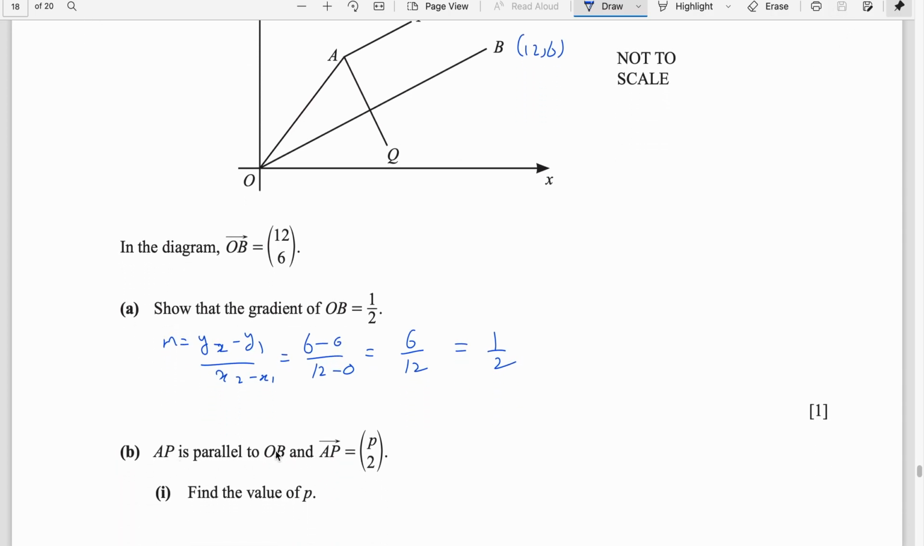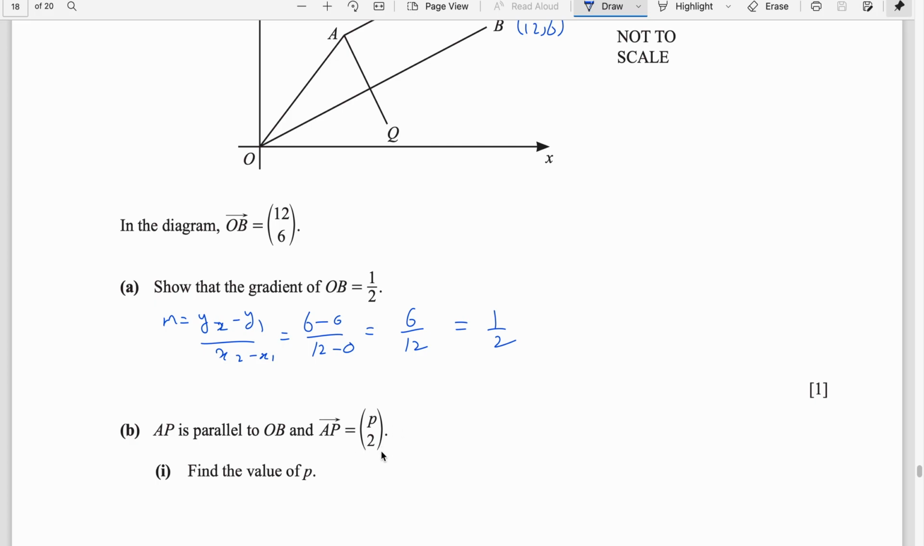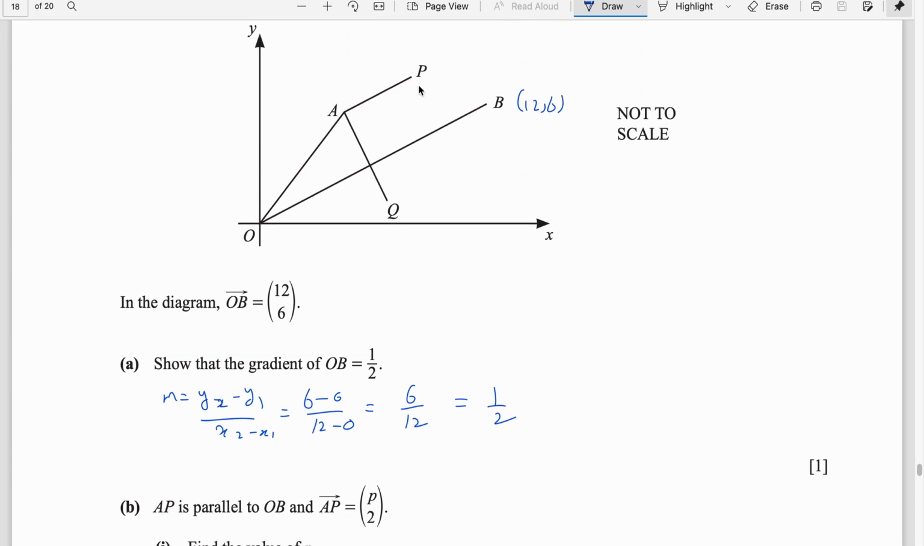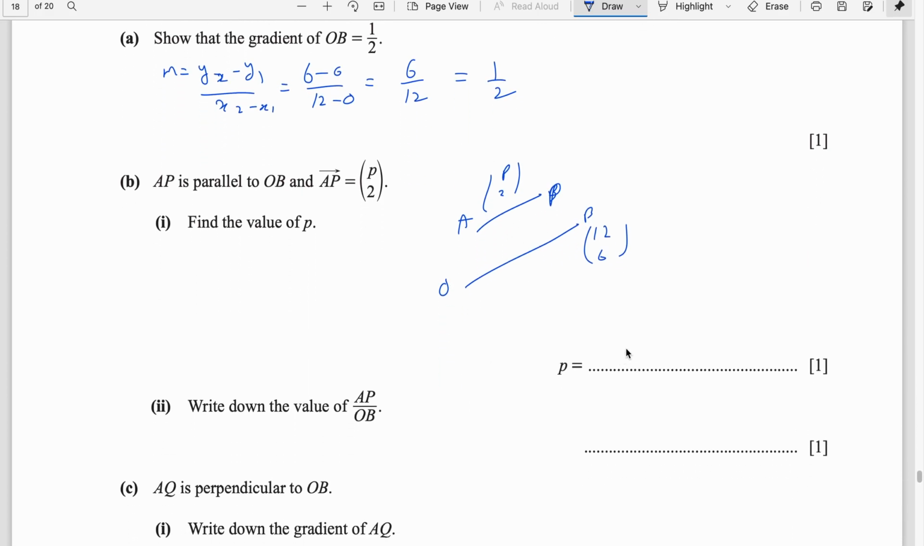AP is parallel to OB. AP right here is parallel to OB, and AP is (p, 2). Find the value of p. Now we know that they are parallel, so AP is (p, 2) and OB is (12, 6). Just by comparison, if you compare (12, 6) and we take out a common 3, I'm left with (4, 2). So basically AP is 3 times (4, 2), so the value of p by comparison is 4.